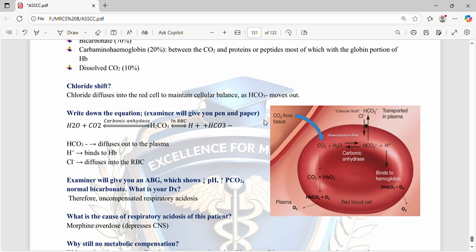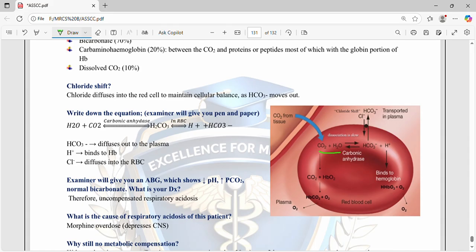So here you can see the reaction between CO2 and water in the presence of carbonic anhydrase enzyme. So it gives you bicarbonate ion and hydrogen ion. The hydrogen will bind to hemoglobin, and here the bicarbonate ion is pushed outward, and for electric neutrality, chloride will go in. So this is chloride shift.